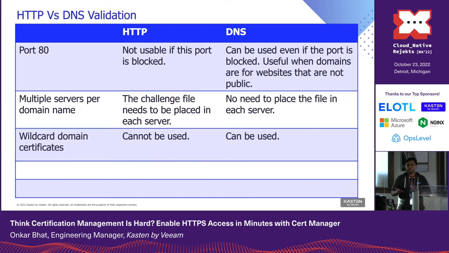So here's a comparison of the two. If you're running in an environment where you're okay exposing port 80 to external traffic, then you can use HTTP validation. You want your Let's Encrypt server to be able to talk into your network. But what if you're running a network where you don't want that exposed? That's where DNS validation can be useful. DNS is especially useful for domains, for websites that are private.